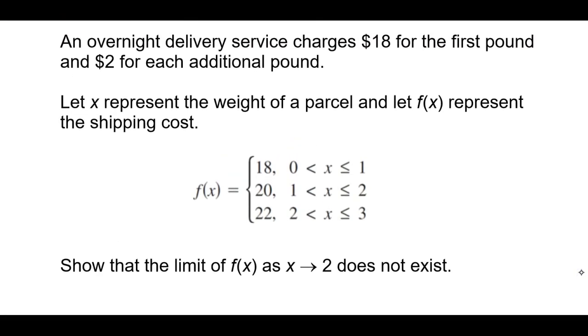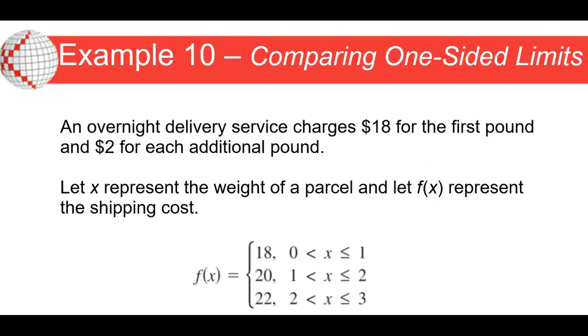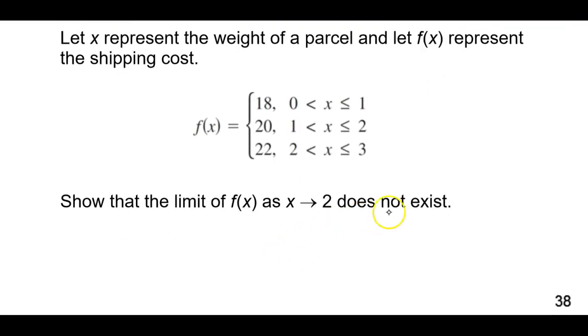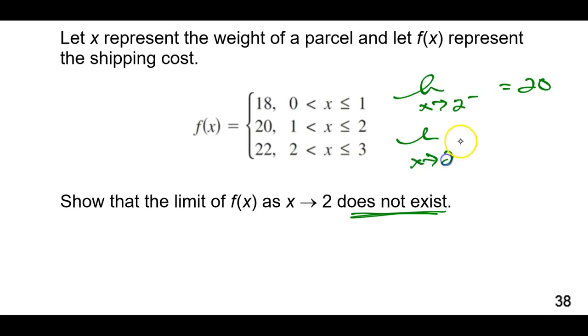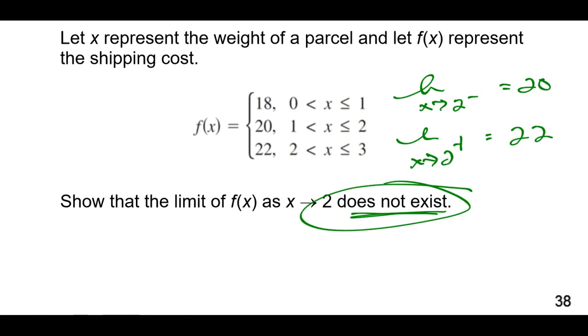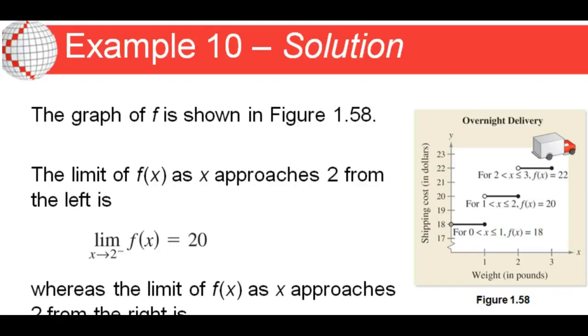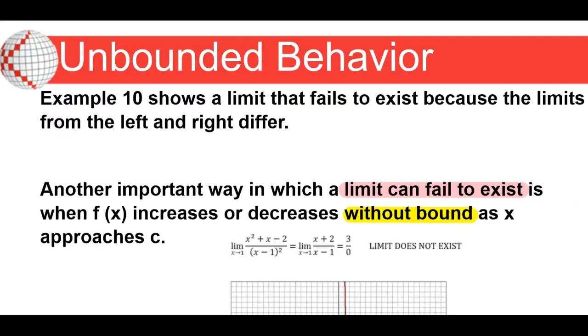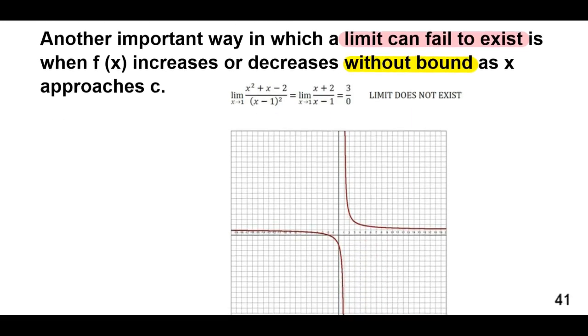Here's another example. It looks like they're asking for the limit from the left and the limit from the right. So the limit as x approaches 2 from the left looks like 20, and the limit as x approaches 2 from the right looks like around 22. So that's why they're saying the limit does not exist. Here's a stair-step piecewise function.